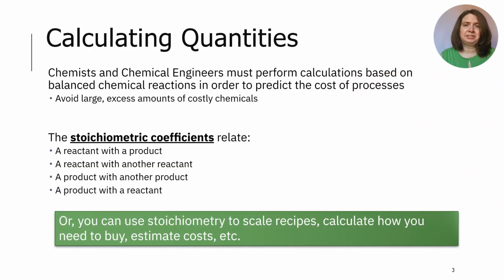Chemists and chemical engineers use stoichiometric calculations to predict the quantities of reactants and products needed for a process. This helps reduce waste and avoid purchasing unnecessary amounts of expensive chemicals. These calculations are also useful for small businesses, such as a cottage bakery, where you need to estimate ingredient costs and determine how much product can be made from a given supply of materials.